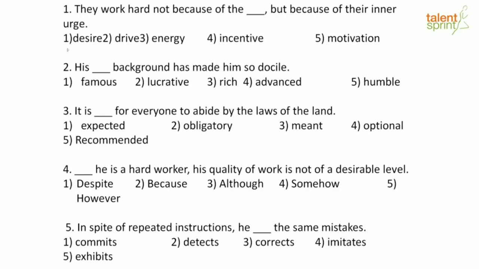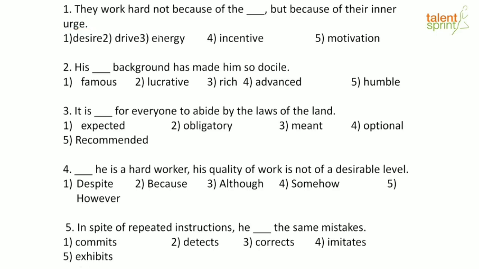Option 1, desire. Option 2, drive. Option 3, energy. Option 4, incentive. And option 5, motivation. And we also have a clue word in the context. Are you able to identify the clue word? The clue word is nothing but inner urge. That's our clue word, right? So what do you understand by inner urge? Inner urge means nothing but desire, the motivation, the zeal or the energy for you to do something. There is some sort of a drive.